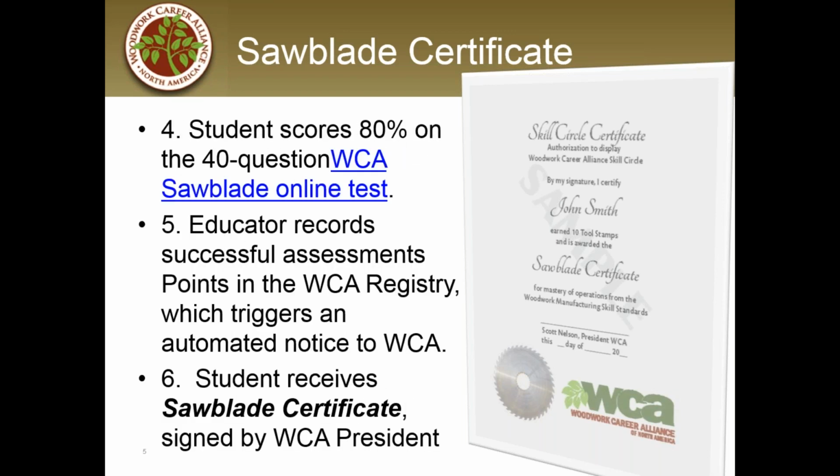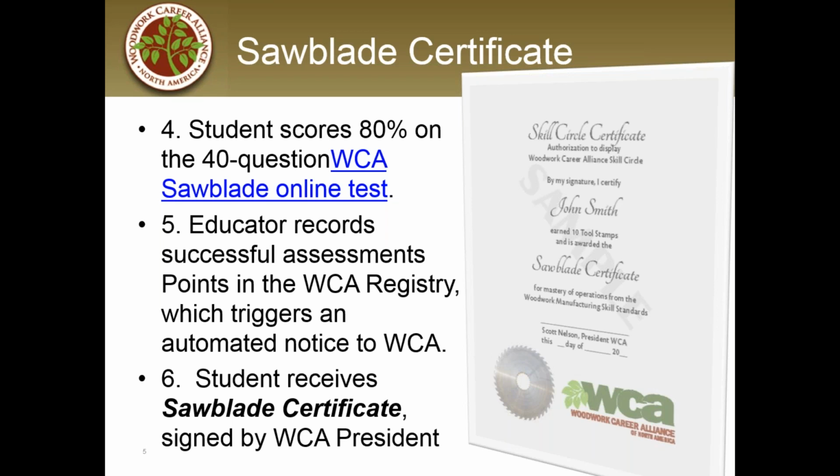Once the student has accomplished those tasks and been observed, then they take a written test. We have a 40-question online written test for the Sawblade Award, and the student must score 80%. And they keep taking the test. If they don't make it on the first try, they take it again until they score 80%.